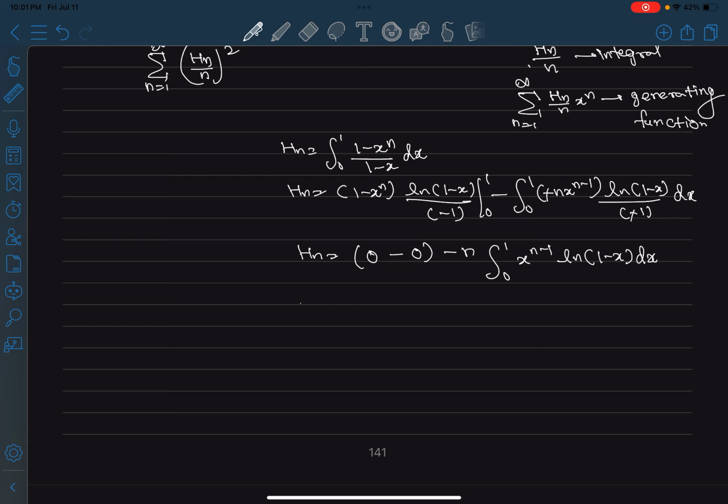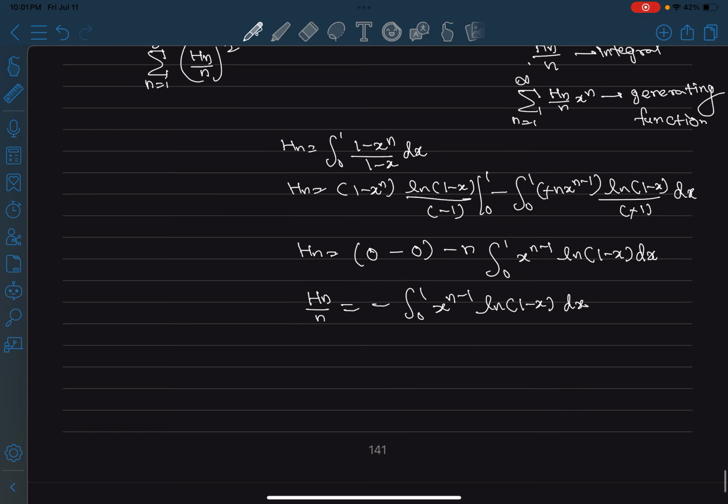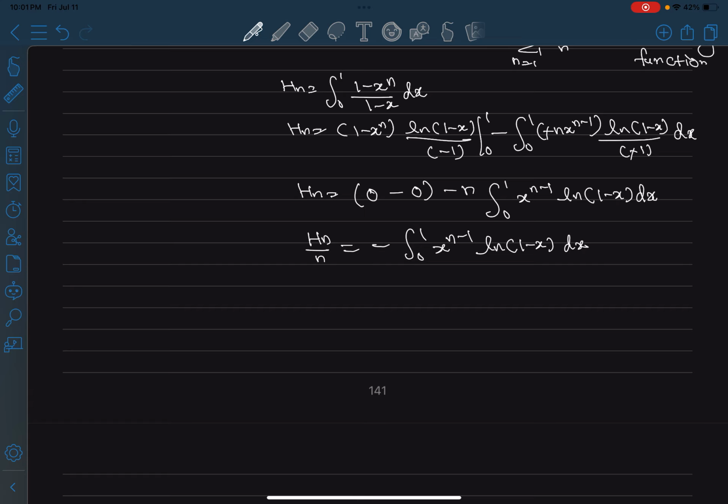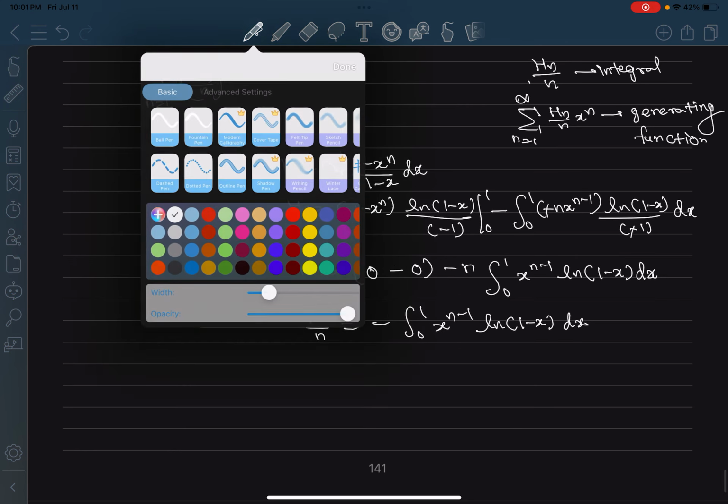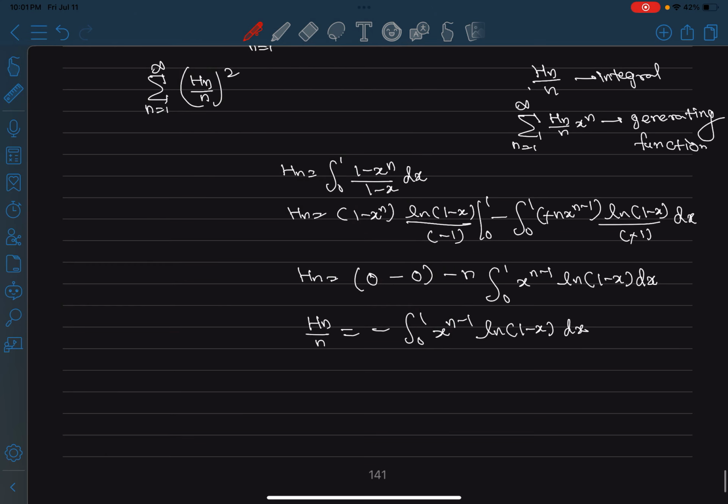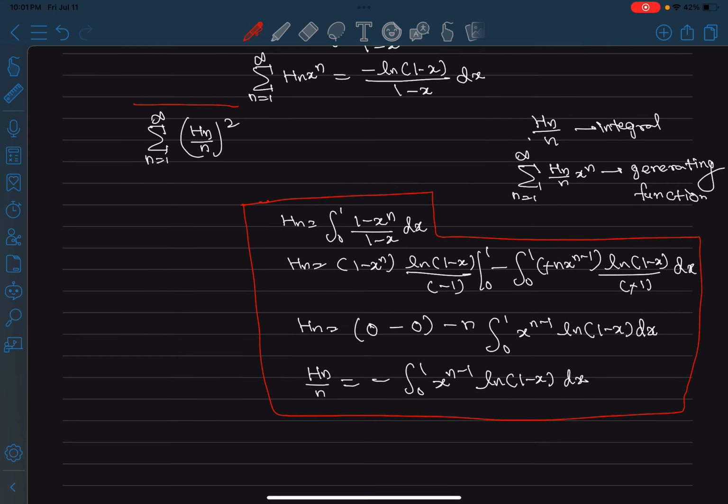So now you see that H_n over n is the negative of the integral from 0 to 1 of x to the power n minus 1 ln of 1 minus x dx, and that is the integral representation for H_n over n. Now let's circle this little derivation, and proceed towards finding the generating function for H_n over n, so that we are finally ready to attack our original sum.